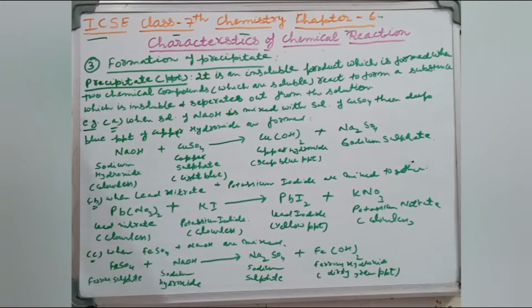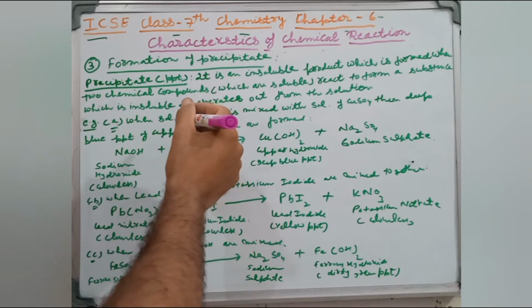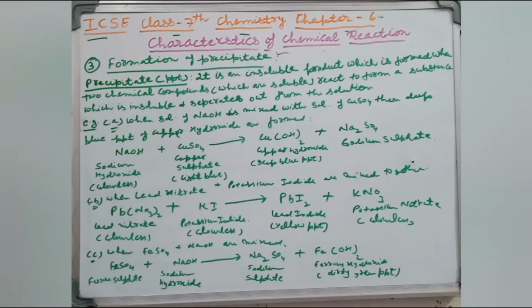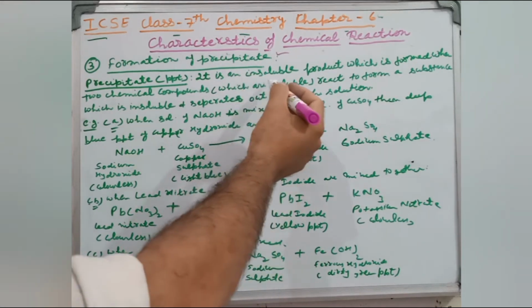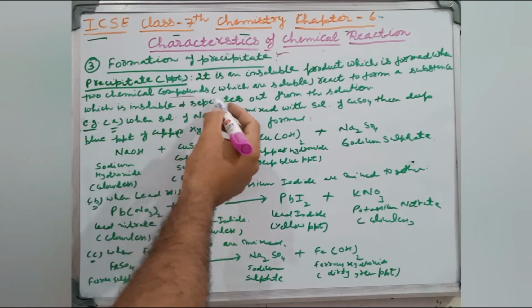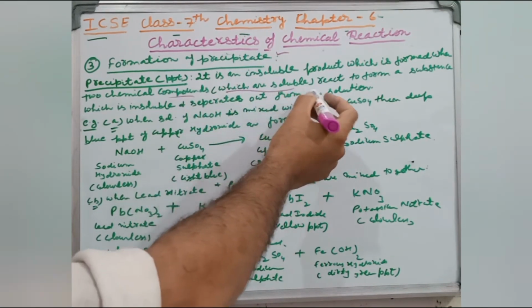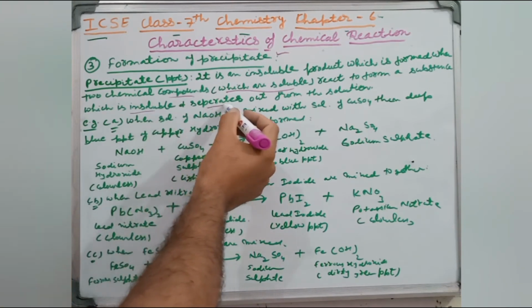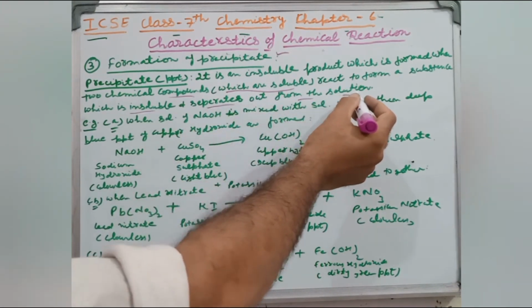Now the third property is formation of precipitates. What are precipitates? A precipitate is an insoluble product which is formed when two chemical compounds which are soluble react to form a substance which is insoluble and separates out from the solution.